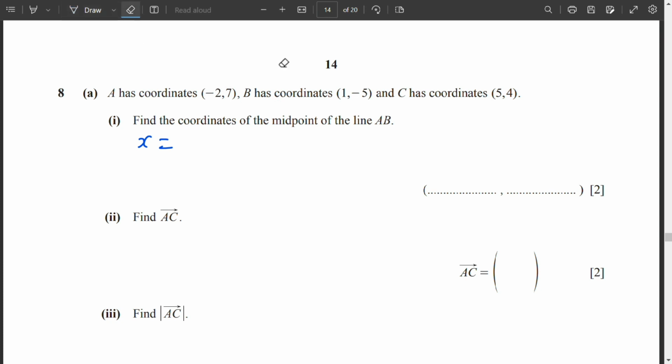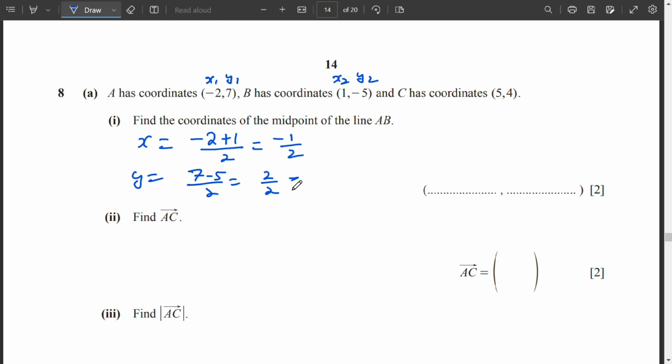So let's remove this. We are taking A and B only. So this will be x1, this will be y1, this will be x2, this will be y2. x is x1 plus x2 by 2, minus 2 plus 1 by 2, which is minus 1 by 2. And y will be y1 plus y2 by 2, 7 minus 5 by 2, that is 2 by 2, which is 1. So you have the coordinates as minus 1 by 2. You can write this as minus 0.5. So minus 0.5 and 1.